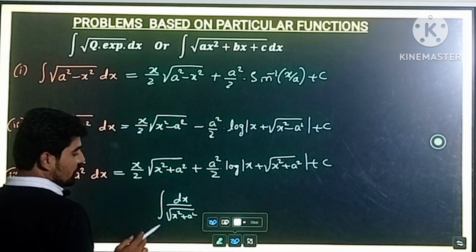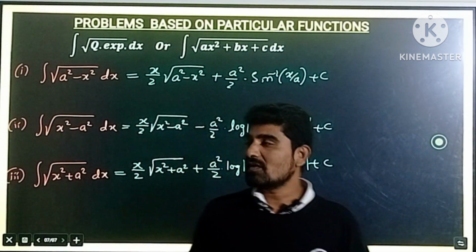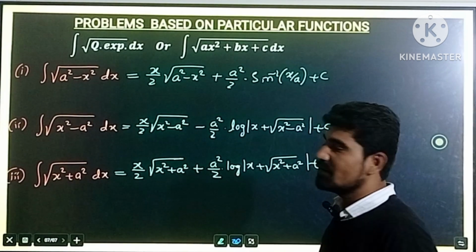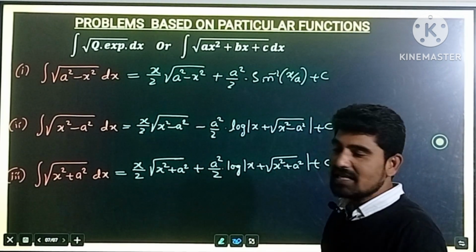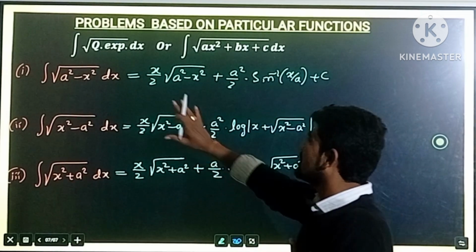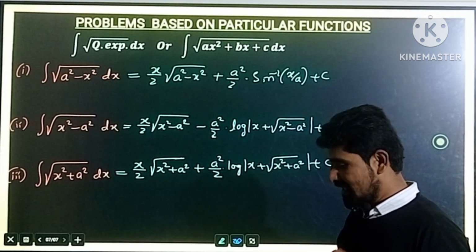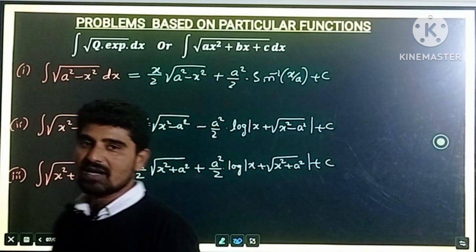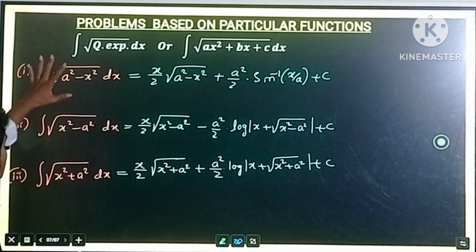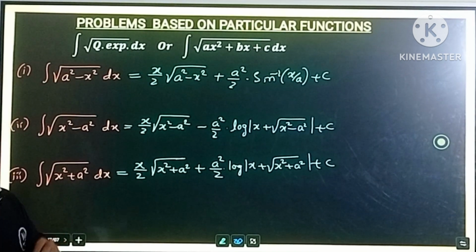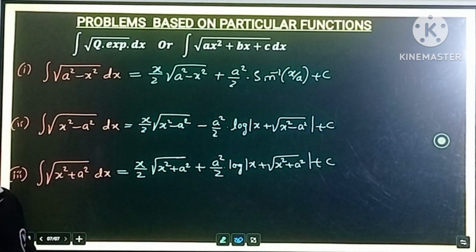I hope all of you are perfect in these formulas, because to solve the problems based on these, we need the formulas. The students who are perfect in these formulas will easily solve the problems based on these particular functions. And one more thing I need to discuss here: if the integration problems are given in these standard forms, then we can solve them by using these formulas directly.